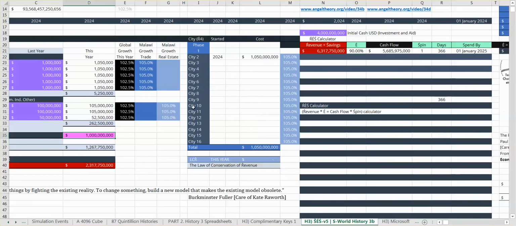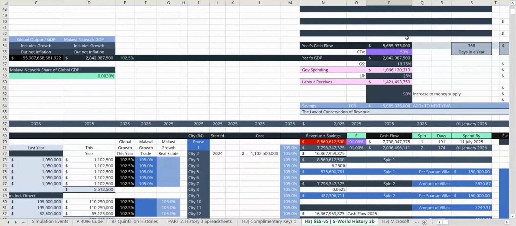The aid can come, maybe not. That's not critical. Okay, so now we're in 2024. Of that 6.3 billion, 90% is recycled, as we just saw, and that leaves 5.6 left in the collective bank account of all the network companies who have just spent 90% of their money on each other. At the end of January, we take this 5.6, we add it here, and we call it the law of conservation of revenue, or simply savings.